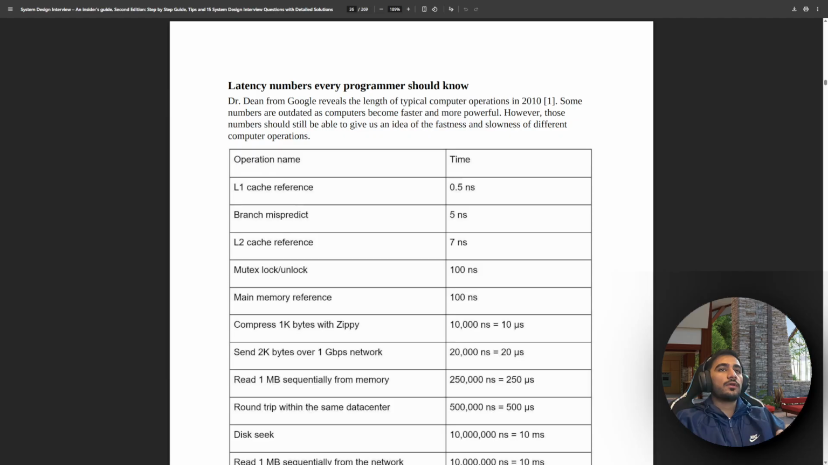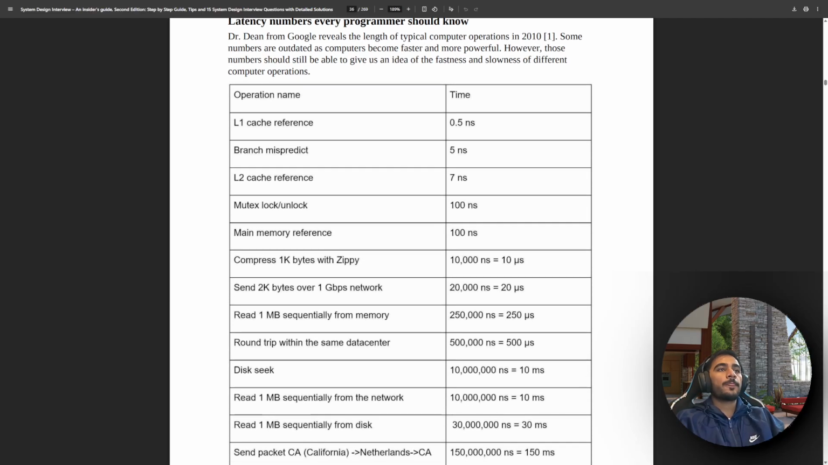Okay, L1 cache reference. If something is in L1 of your CPU, then 0.5 nanosecond. Branch mispredict 5 nanoseconds. L2 cache reference 7 nanoseconds. Mutex lock unlock 100 nanoseconds. Main memory reference 100 nanoseconds. Okay, 10 to the power minus 9.